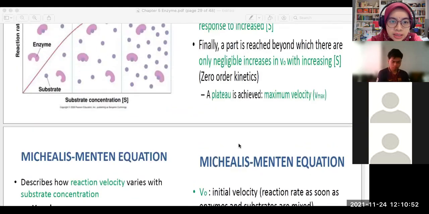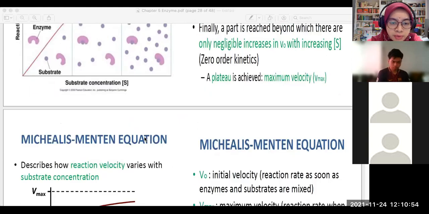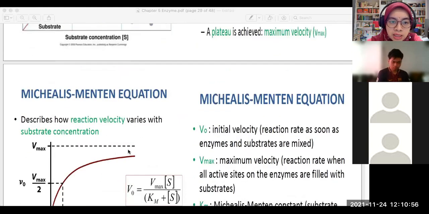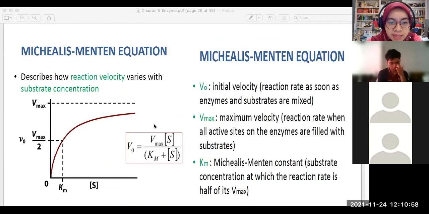Okay, so this reaction or this diagram will be further analyzed, and they will derive an enzyme equation like this. So this is the formula. Vmax is the maximum velocity where the reaction is at plateau, no more reaction. All right, so maximum velocity.